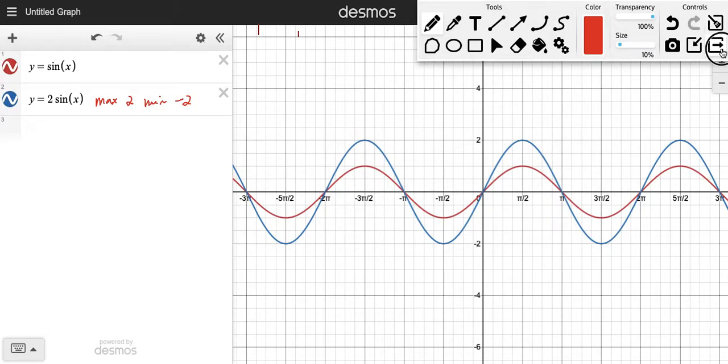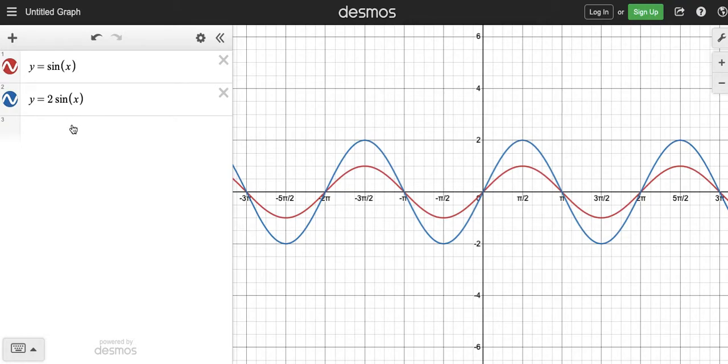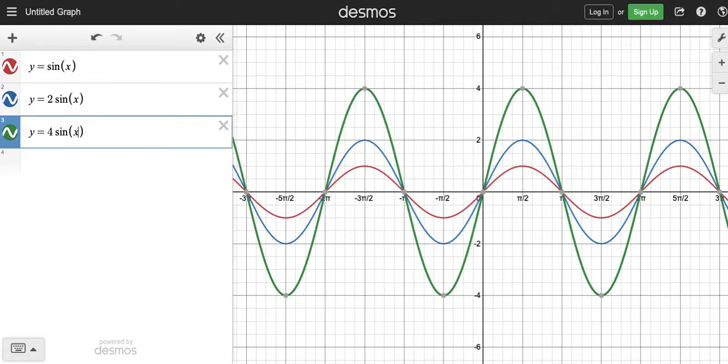Unfortunately, I can only annotate temporarily, but you get the idea. Now, I'm going to change it again. This time, I'm going to use 4 sine x. Some students probably already know what is going to happen. The maximum and the minimum value will change, right? Just because we multiply by 4, before the maximum was 1, as you can see with the red one here, and now it changes to 4.